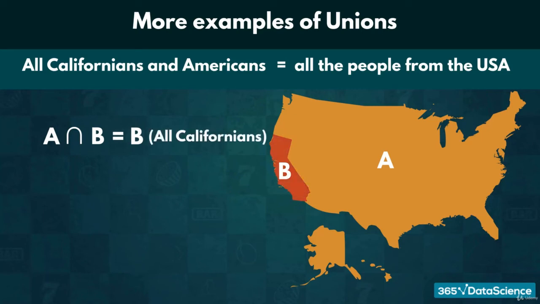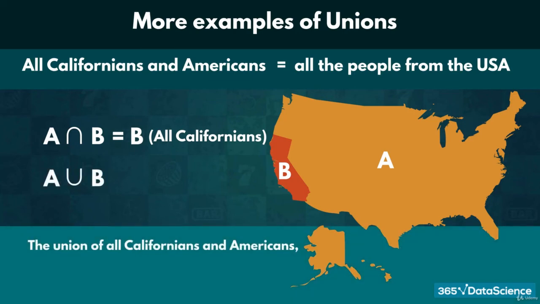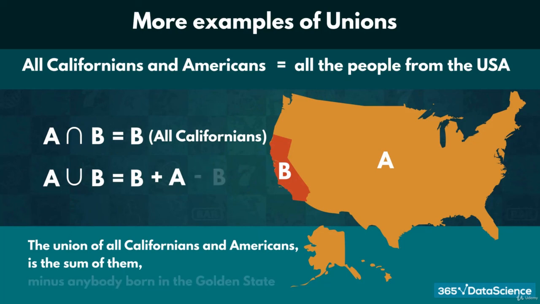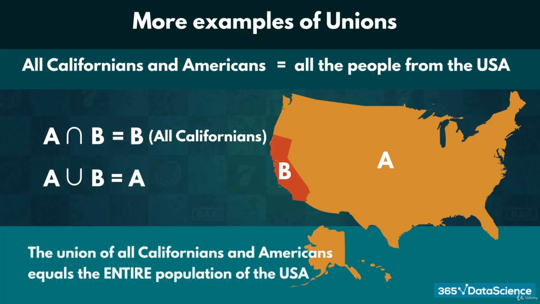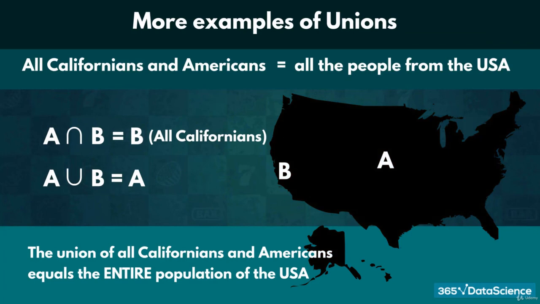If we plug this into the formula from a few minutes ago, that would give us the following statement. The union of all people from California or the United States is the sum of all California natives and all Americans minus anybody born in the Golden State. After canceling out all Californians, we get exactly what we expect. The union of people from either California or the United States equals the entire population of the USA.